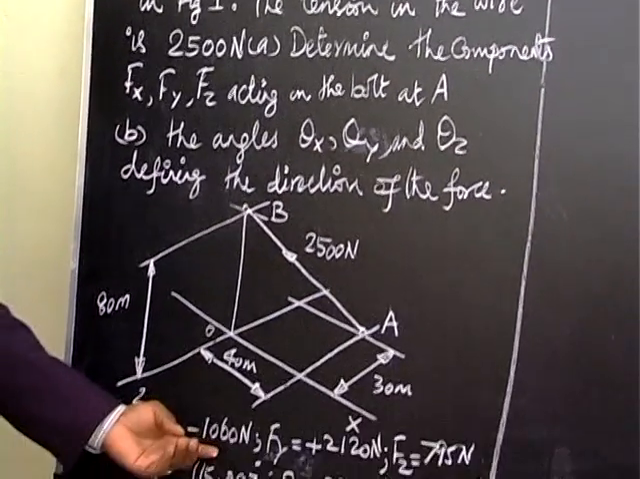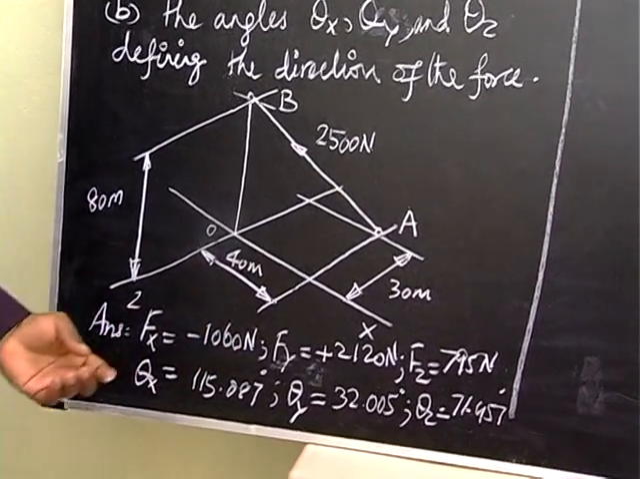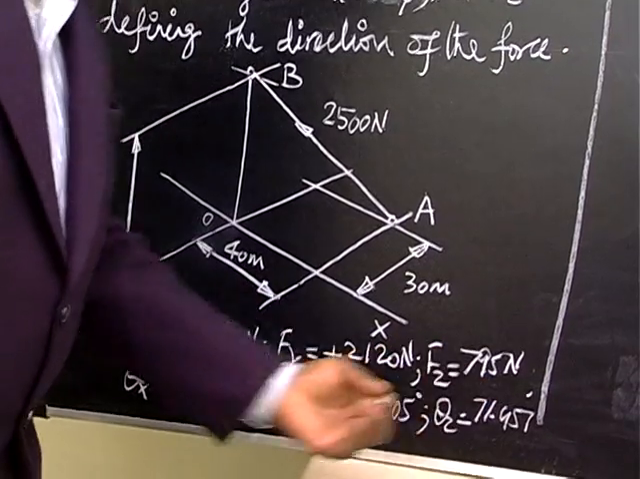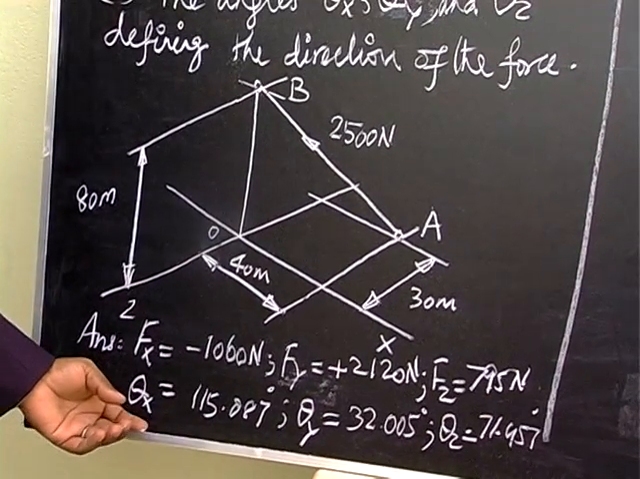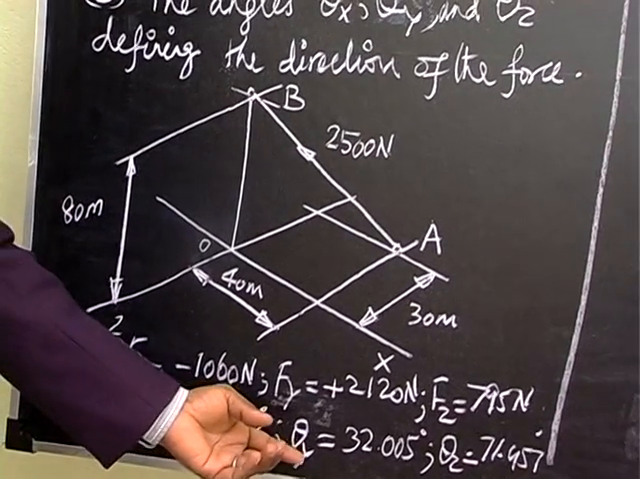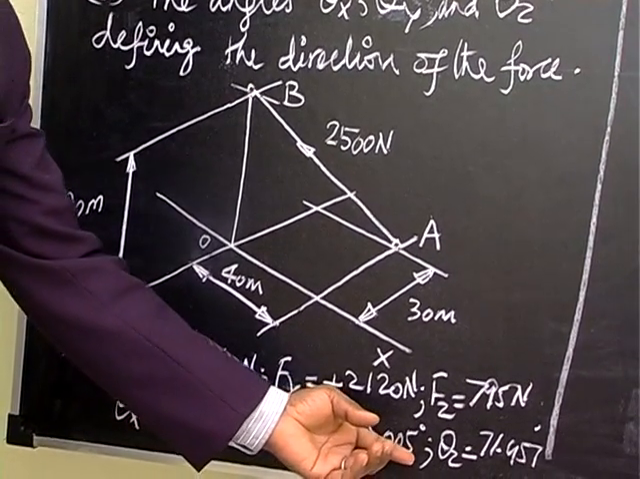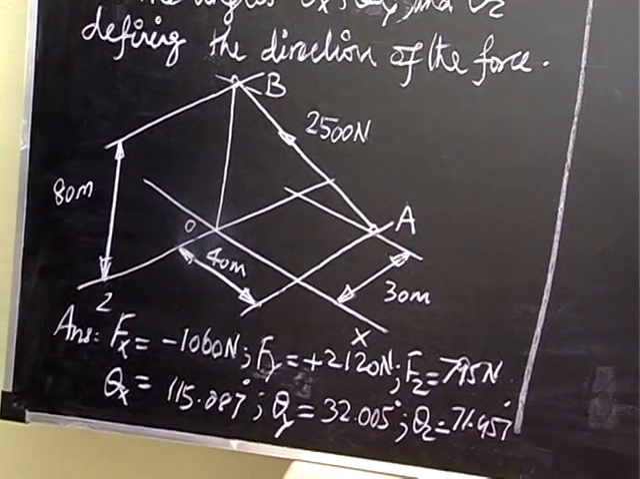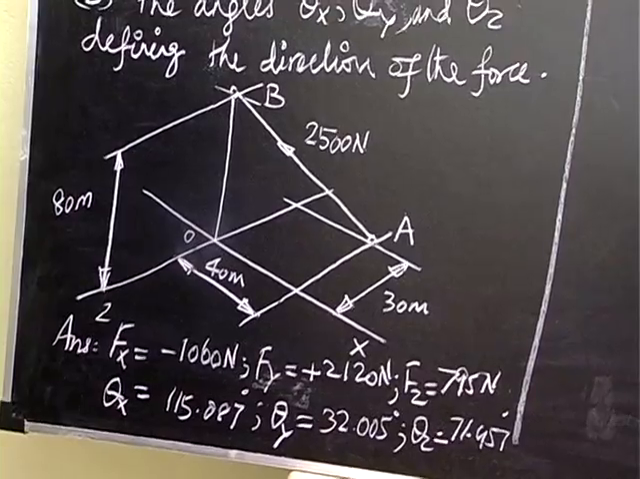Fx as minus 1060 Newton, Fy as 2120 Newton, Fz 795 Newton, and the directions theta x as 115.087 degree, theta y 32.005 degree, theta z as 71.457 degree. We will see the basic formula.